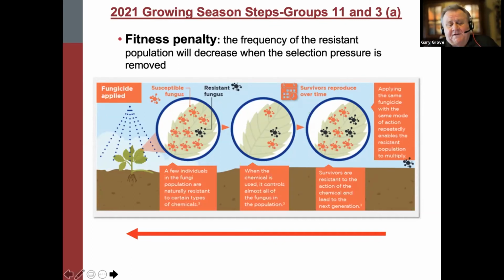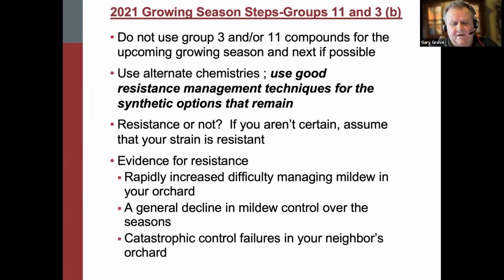And what a fitness penalty is, the frequency of the resistant population will decrease when the selection pressure is removed. So in other words, the fitness penalty, if the selection pressure is removed, reverses the process of resistance development that I talked about earlier. So in many cropping systems, in situations like this, they will put those groups, sites of action, on the side for a year or two.